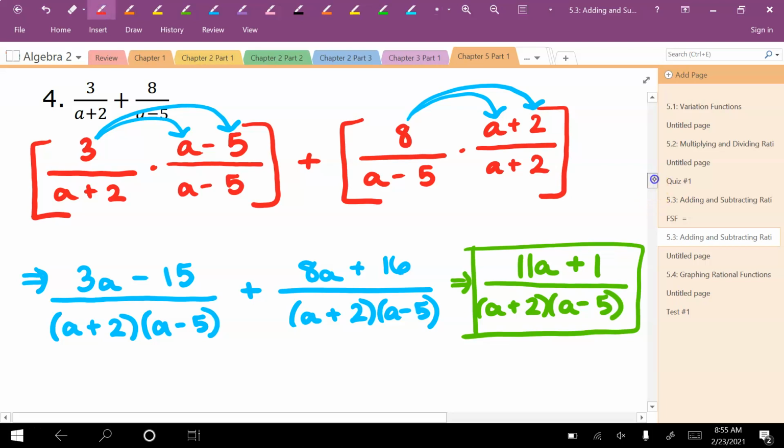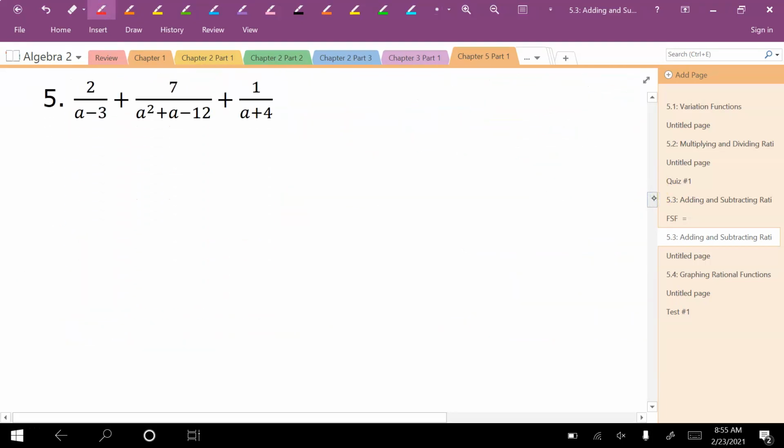Okay, let's take a look at number 5. What do you guys think your first step should be? Factor the middle one? So I've got an a in both. What are my two numbers that multiply to a negative 12 and add to a positive 1? Good. Positive 4, negative 3.